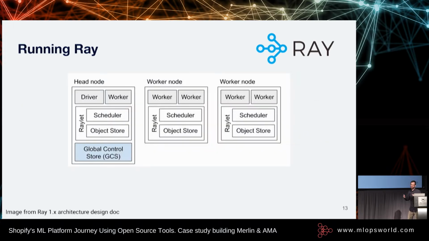This is an example of a Ray cluster architecture with a head node and two worker nodes. On the head node, we see the driver that is working, the driver that we just described, and it distributes the computation work across the different workers on this cluster. Each node, head node or worker, contains a Raylet, which includes the scheduler for scheduling the tasks, as well as the object store for the shared memory. The head node also contains the global control store, which keeps the metadata for the Ray cluster.